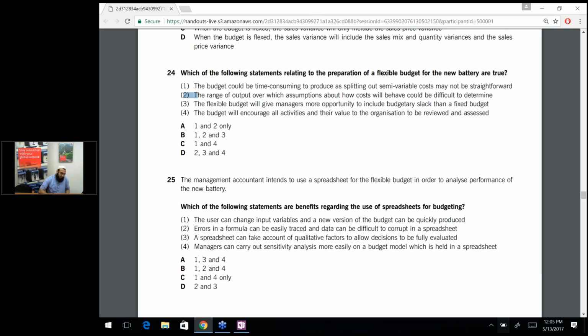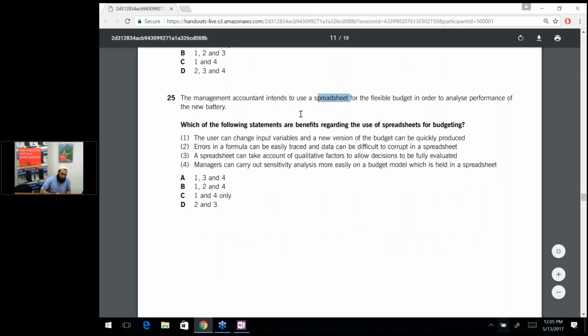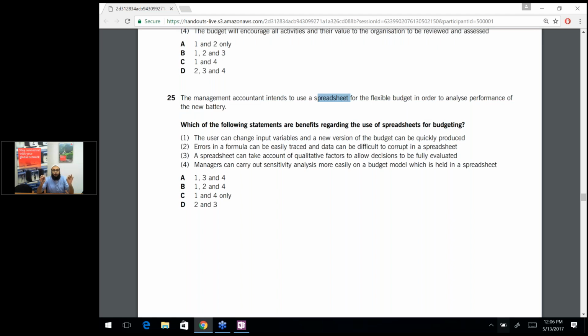Okay. The last one: management accountant uses spreadsheets. A spreadsheet is Microsoft Excel, in which you do multiple workings, and it provides you a very good opportunity to play with the data. I'm sure many of you must have used Excel. How many have worked on Excel? Come on, tell me, how many of you have worked on Excel? A quick yes.